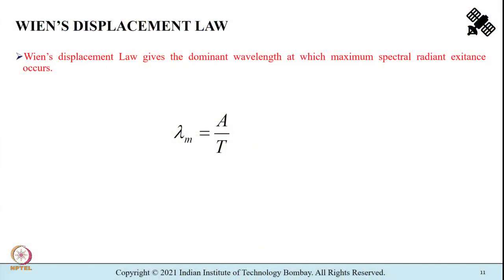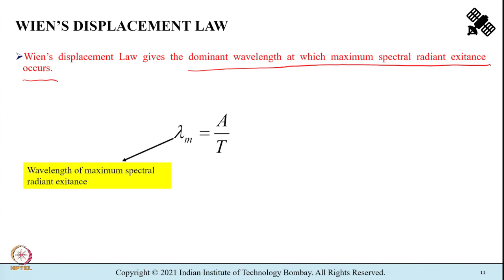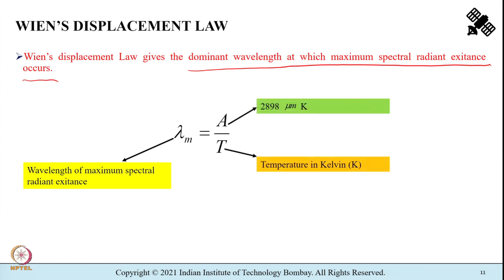Now, let me bring your attention to Wien's displacement law. Wien's displacement law gives us the dominant wavelength at which maximum spectral radiant excitance occurs. In the expression shown in front of you, lambda m is the wavelength of maximum spectral radiant excitance, capital T is the temperature in Kelvin, and A is a constant. There are a few more laws which we shall learn slowly.